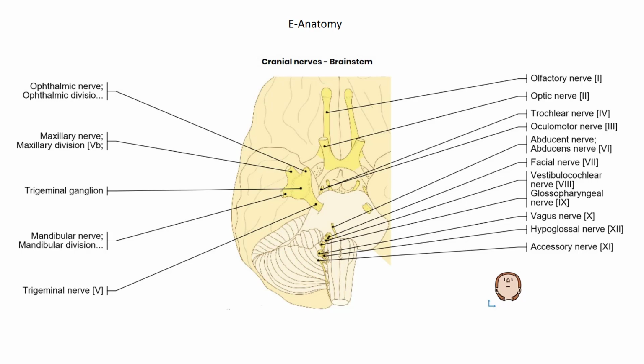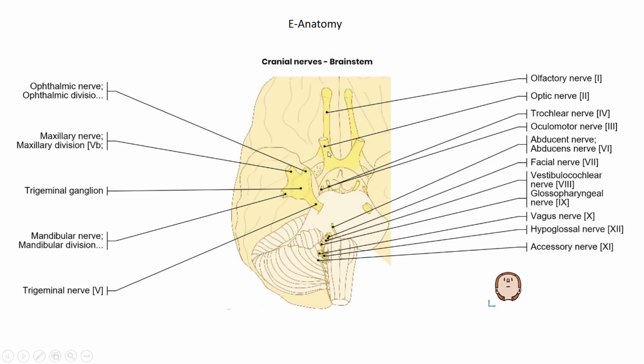This inferior view from e-anatomy is as if somebody has their head tilted back and you're looking at the inferior side of the brain with the brain stem here attached at the bottom. And on the superior side, the most superior nerve is the olfactory nerve. So these are the olfactory nerves in the bulb going out toward the anterior portion of the brain to feed the nose and the sinuses.